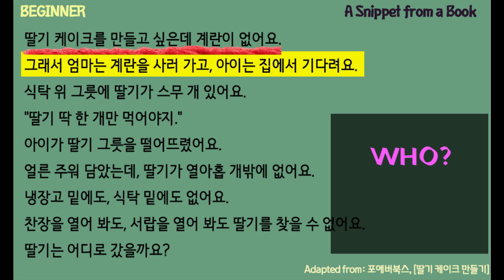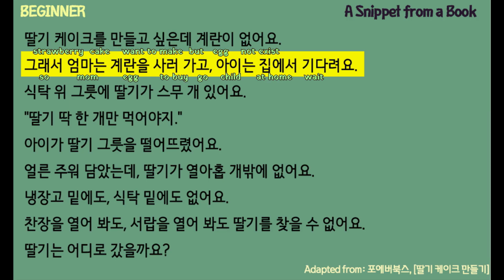Remember how it didn't have a subject? Now that this second sentence introduces mom and the child, the mystery is solved. Since both of them are involved in making this cake, it clears up why the hidden subject in the first sentence was mom and the child, or they. Therefore, the meaning of the first two sentences is they want to make a strawberry cake, but there aren't any eggs. So mom goes to buy eggs and the child waits at home.